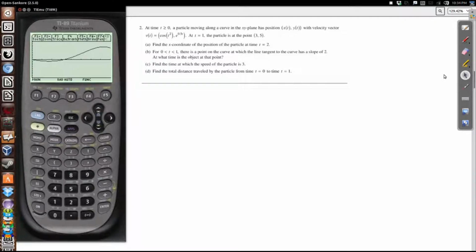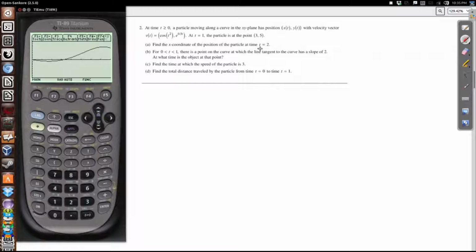At time t greater than 0, a particle moving along a curve in the xy plane has position x of t, y of t, with velocity vector v of t equals cosine of t squared and e to the 0.5t. And at t equals 1, the particle is at the point (3, 5). Part A wants us to find the x-coordinate of the particle at t equals 2.